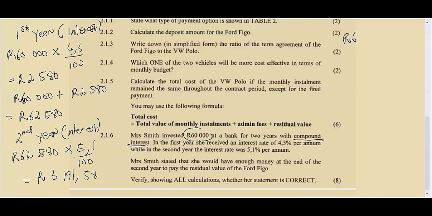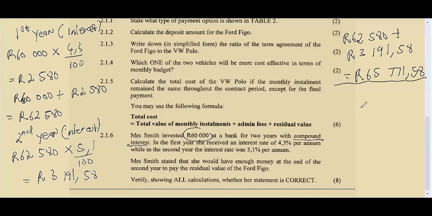which if we want to find the total value of the investment for the 2 years, then we have to take this amount here, 62,580, add it to the interest of the second year, which is 3,191.58. Now we find a total value of 65,771.58. Right. So this is the total value of her investment for the 2 years in which she invested that 60,000. Right. Now we need to compare it to the residual value of the Ford Figo.